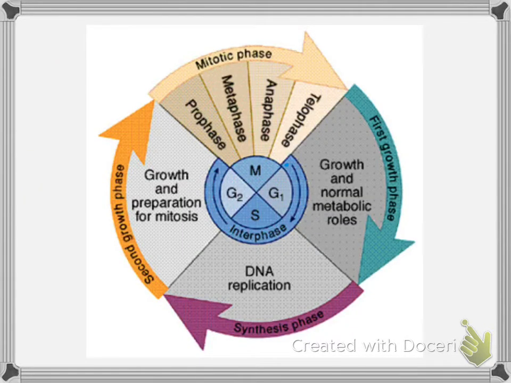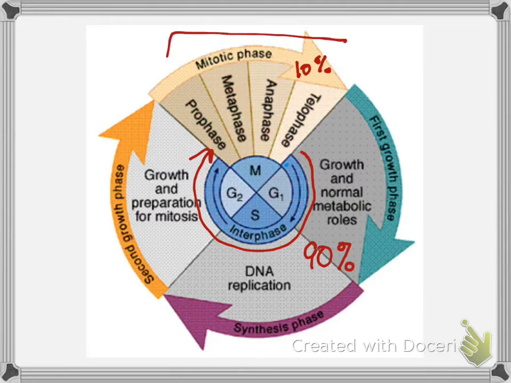So the cell cycle is going to consist of two major phases. One of them is going to be interphase, which you see right here, and about 90% of the cell cycle is going to be spent in that phase. And then the other 10% is going to be in this mitotic phase. This mitosis is going to be a completely different video for later. We're going to focus on this idea of interphase right now.